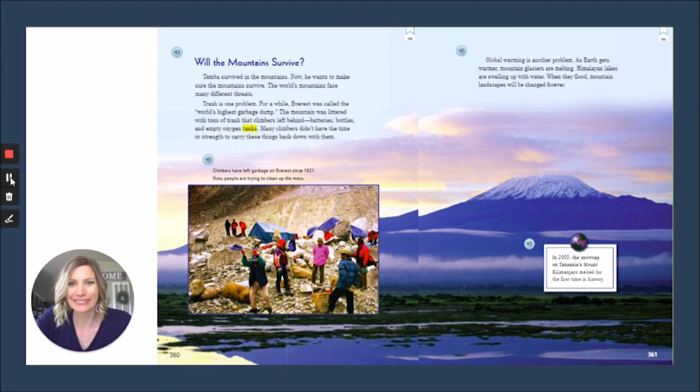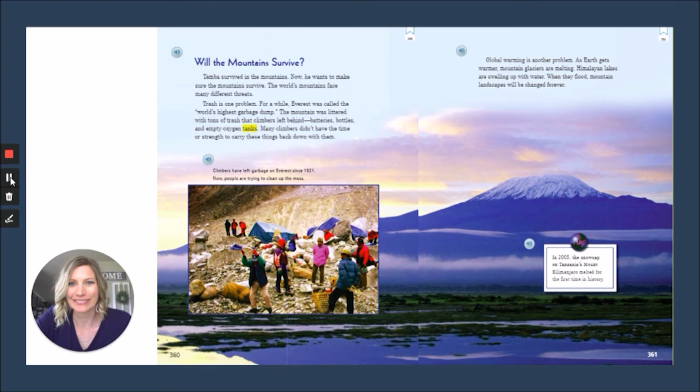Will the mountains survive? Timba survived in the mountains. Now he wants to make sure the mountains survive. The world's mountains face many different threats. Trash is one problem. For a while, Everest was called the world's highest garbage dump. The mountain was littered with tons of trash that climbers left behind. Batteries, bottles, and empty oxygen tanks. Many climbers didn't have the time or strength to carry these things back down with them.